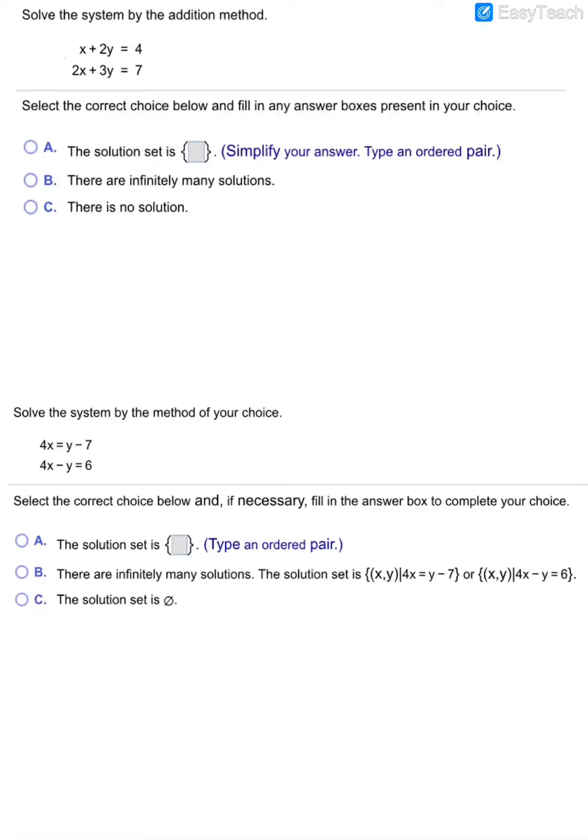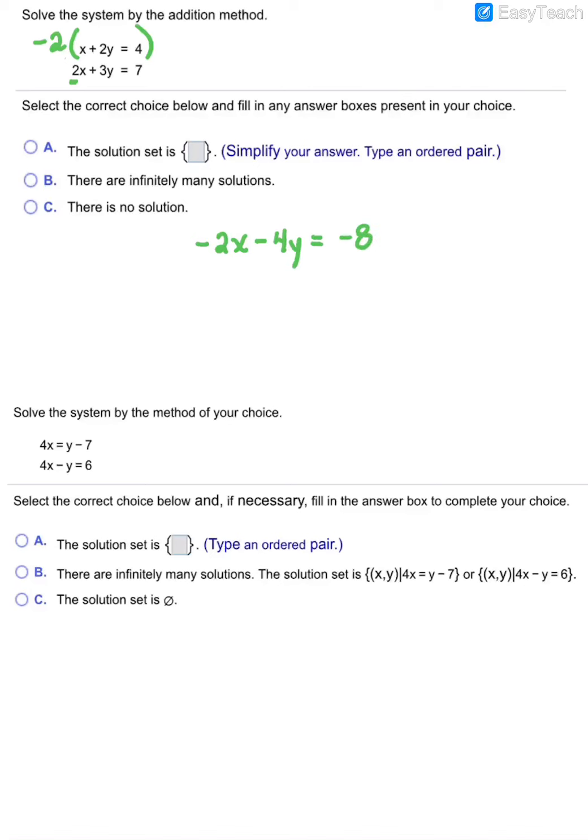So you need one of the coefficients to be positive 2 and the other to be a negative 2. Now, since the second equation already has a positive 2 here, I'll leave it alone. So what that means is I'm going to multiply the top equation by a factor of negative 2. And you have to multiply that entire equation. So my new top equation becomes negative 2x minus 4y is equal to negative 8.